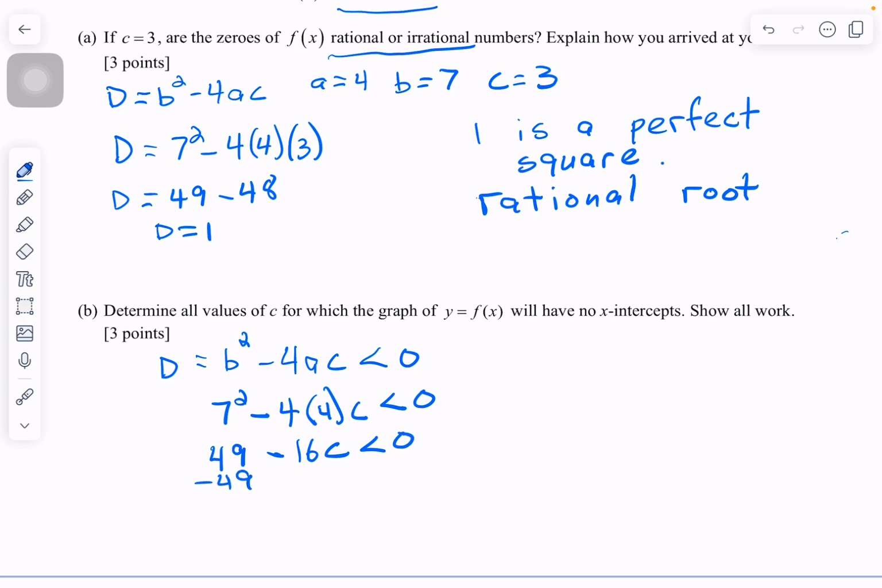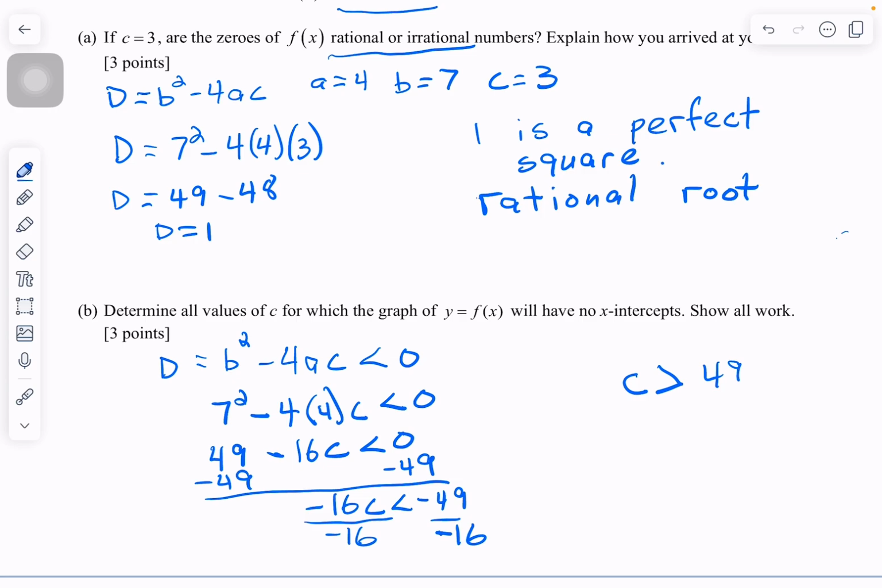Okay, now I'm going to subtract 49 from both sides. I get negative 16c is less than negative 49. And I'm going to divide by negative 16. So I get c, remember you have to turn the sign around, is greater than 49 over 16. Okay, and I put it in my calculator as a fraction, and it didn't reduce. So that's the final answer. All right, good luck tomorrow.